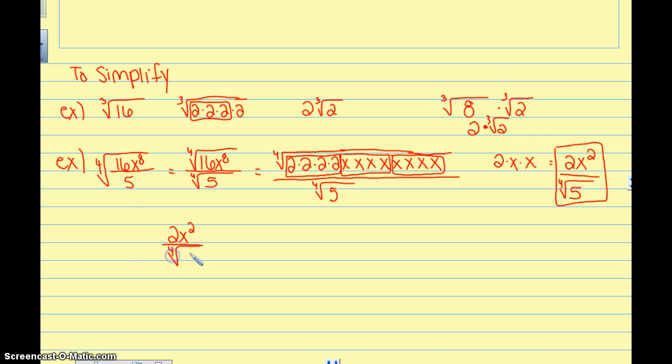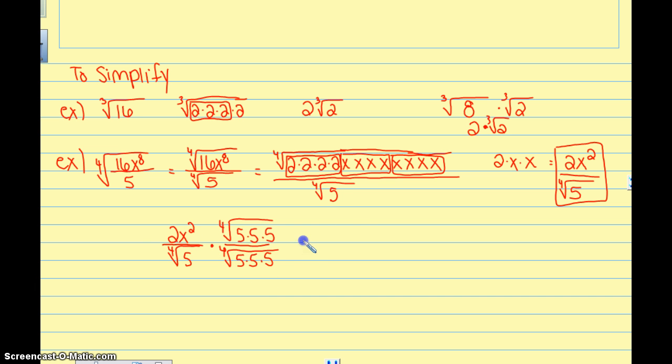So I need to multiply by something that is going to cancel this index out. Well, the only thing that will cancel this index is if I have 4 5's on the bottom. So 4 5's will cancel this. So I already have 1, which means I need 3 more. 1, 2, 3. So together now I have 4. Whatever you do on the bottom, you have to repeat on the top.